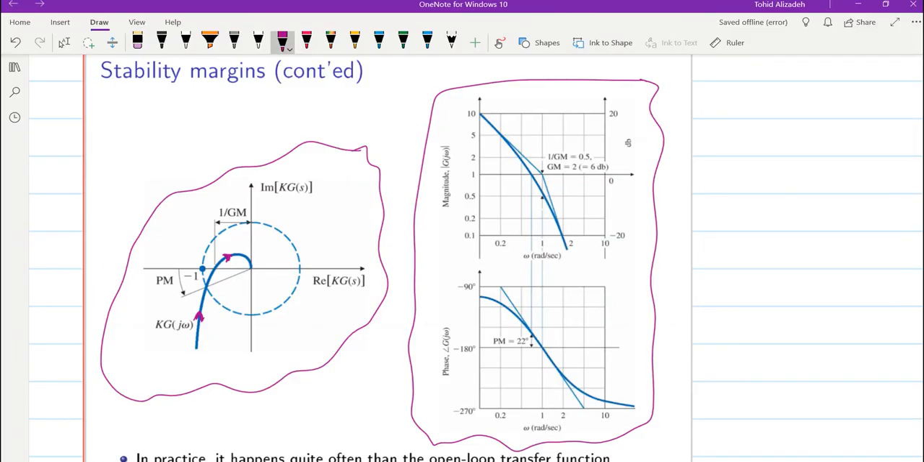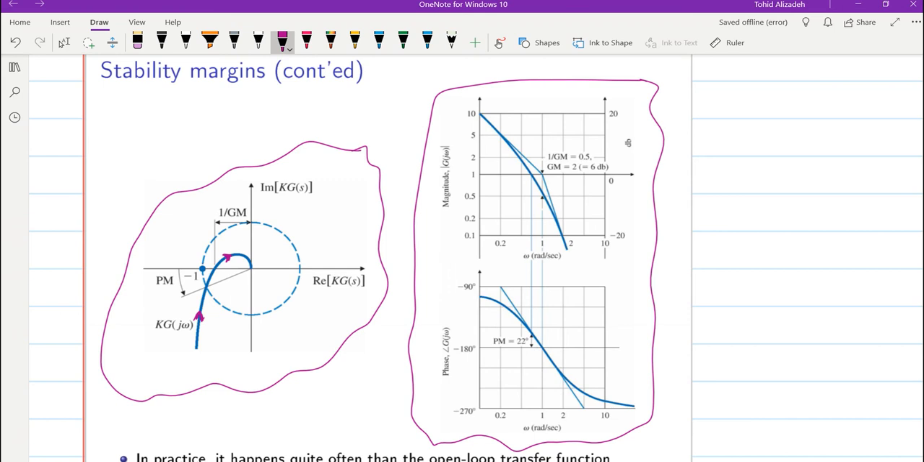In terms of the phase, the initial phase is around minus 90 degrees, and as omega increases, it reaches minus 180, and at infinity, it will reach minus 270 degrees. So looking at the Bode plot, we need to identify the frequency at which the phase becomes minus 180, and that is this frequency over here, omega equal to 1.